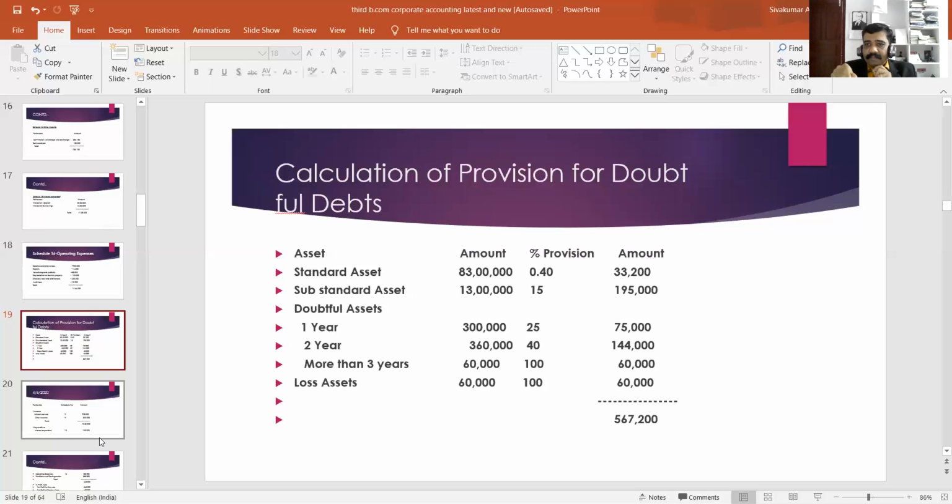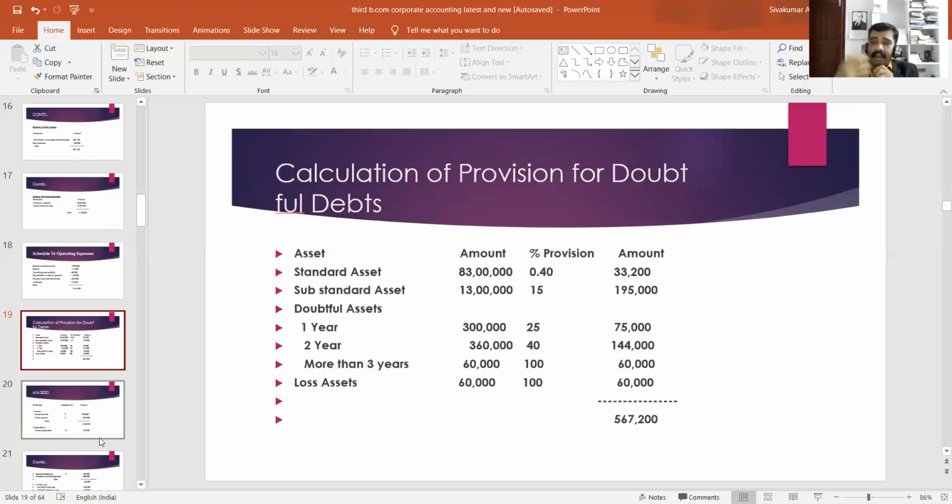Please look at the PPT. Standard asset means a loan, overdraft, cash credit, or bill discounted, which is not a non-performing asset. Okay, it is a normal business asset. If an asset is not a non-performing asset, then please show 0.40% as provision to that asset. Okay. Then what is NPA?